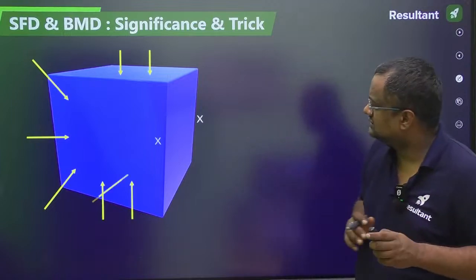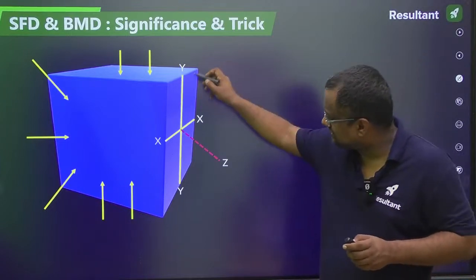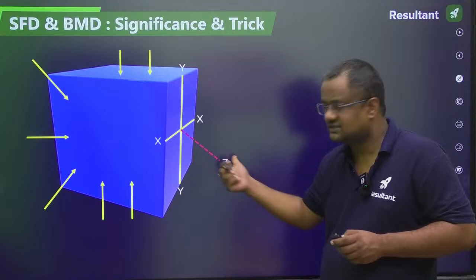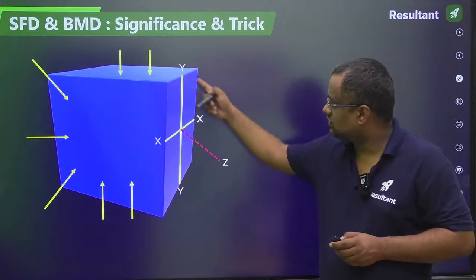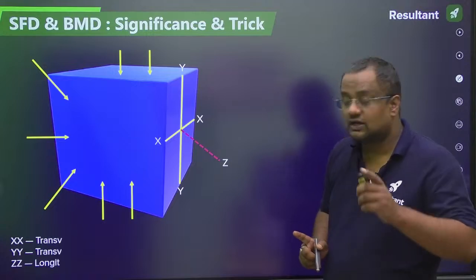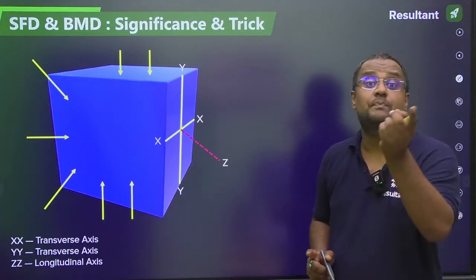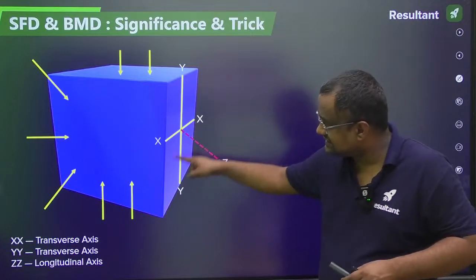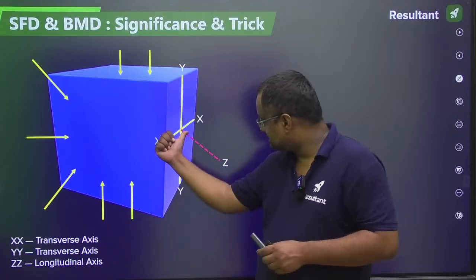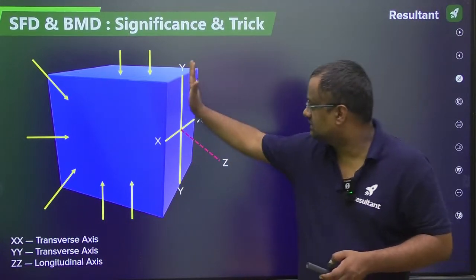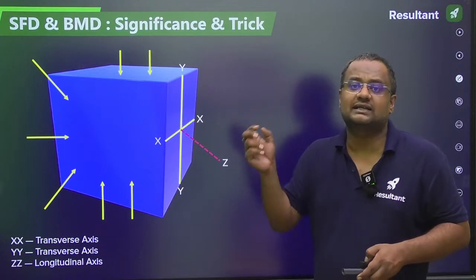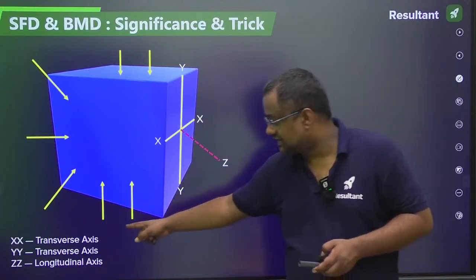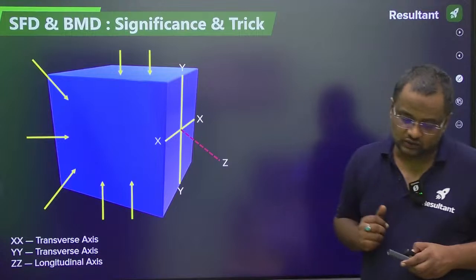Now let me take the cross section of the beam as xx, yy and zz. This is the xx and yy section, this is the zz axis. Now let me tell you guys, the axes which are passing through the plane like this are called the transverse axes. And the axis which is perpendicular to that cross section is zz, that is called the longitudinal axis. So xx and yy are the transverse axes and zz is the longitudinal axis.